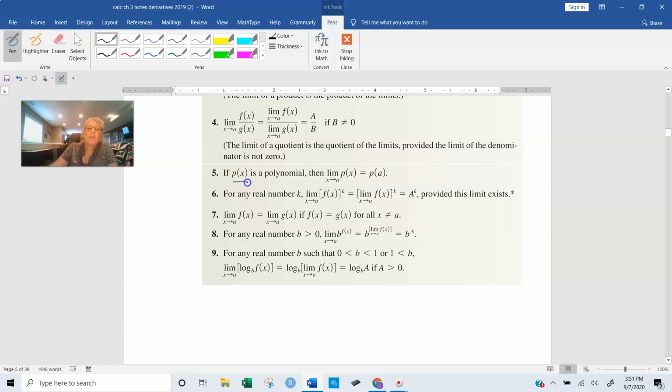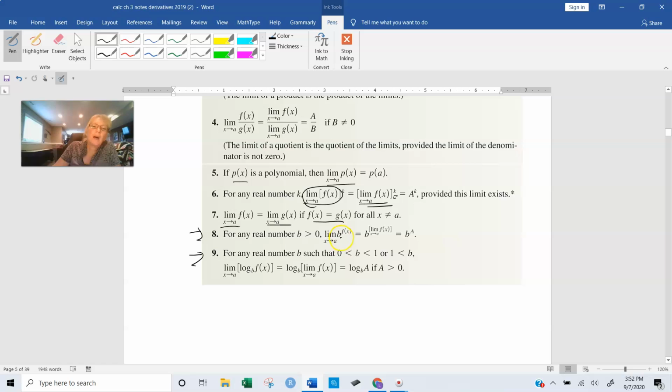Okay, if p of x is a polynomial, then the limit of the polynomial is what it is when you plug in a. So that means it doesn't have anything weird. That's why our x squareds always came out to be what they were. Okay, for any real number k, now this one's kind of nice. If I have a function, f of x to the k power, I can take the limit of the function, right, this limit, and then take it to the k power. Sometimes that's easier. Okay, if the limit of f of x equals the limit of g of x, then f of x must equal g of x.